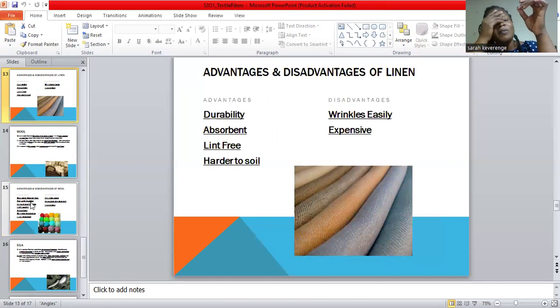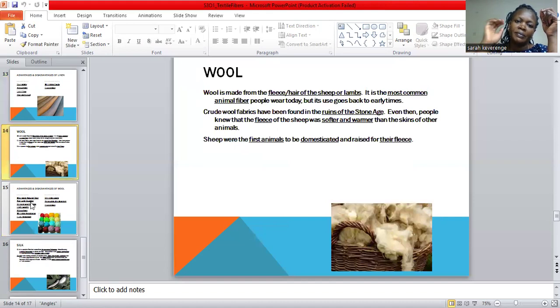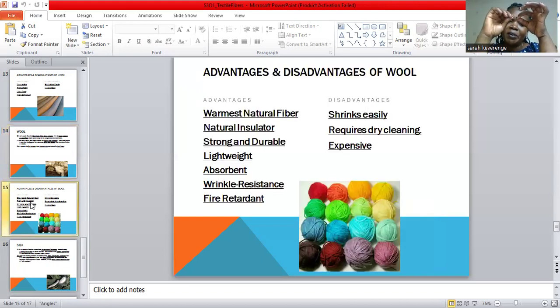Now, what are the advantages of linen? It is very durable, very absorbent, lint-free, and hard to soil. The disadvantages are that it wrinkles easily and is very expensive. Linen is termed a very expensive fabric even in the Bible. And wool is manufactured from sheep skin. It is very warm, a strong insulator, lightweight, absorbent, wrinkle resistant, and fire retardant. The disadvantages are that it shrinks easily, requires dry cleaning, and is very expensive.